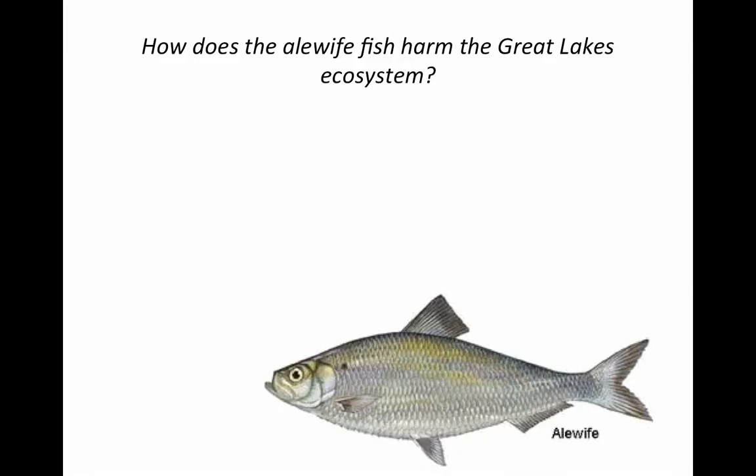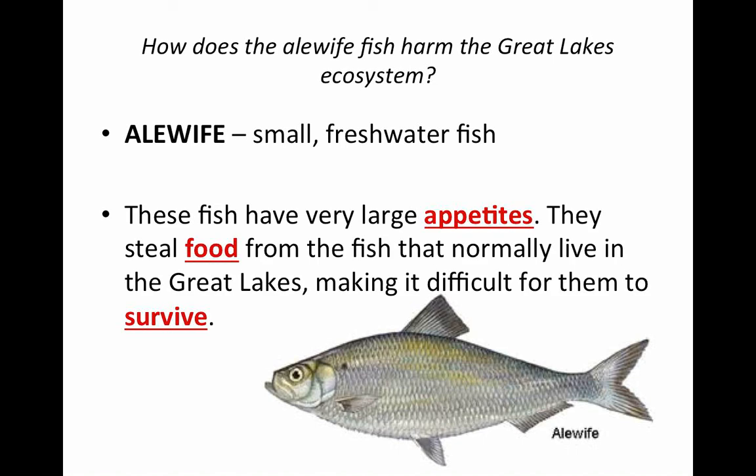The next invasive species that we're going to look at is the alewife fish. We want to know, how does the alewife fish harm the Great Lakes ecosystem? The alewife is a small freshwater fish that has entered the Great Lakes ecosystem. They were very harmful because these fish have very large appetites. They're hungry eaters. They steal food from fish that normally live in the Great Lakes, making it difficult for them to survive.